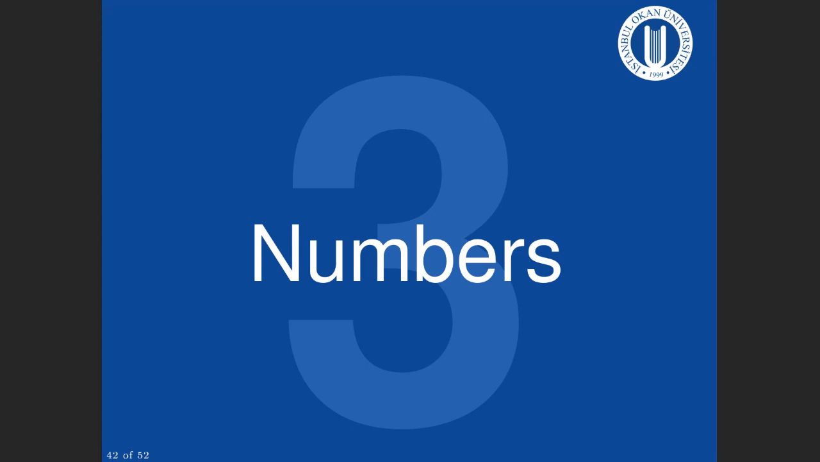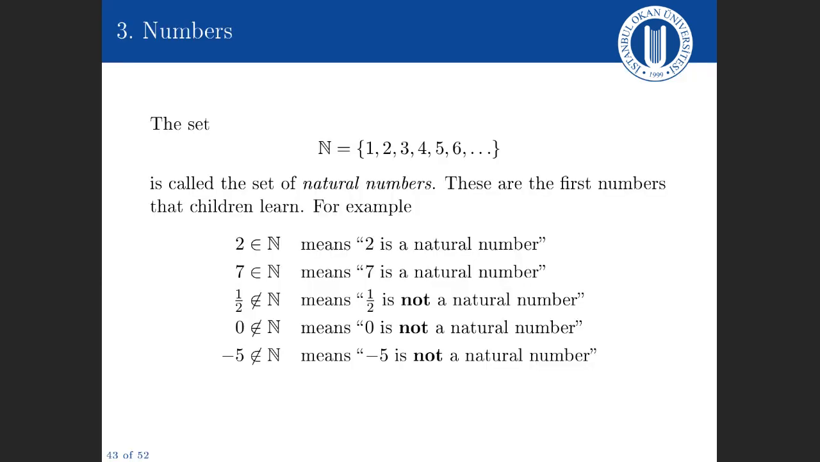The third and final topic for today is the topic of numbers. In the last few minutes of today's class, I'm going to briefly talk about number systems. What are the first numbers that children learn? The first numbers that children learn are the so-called counting numbers, 1, 2, 3, 4, 5, 6, etc. These are called the natural numbers.